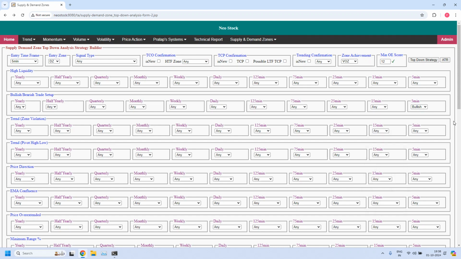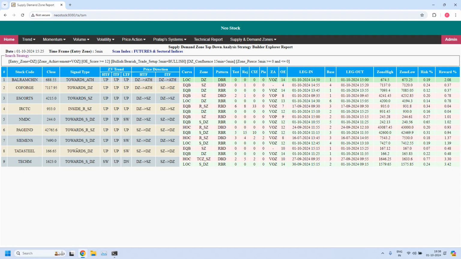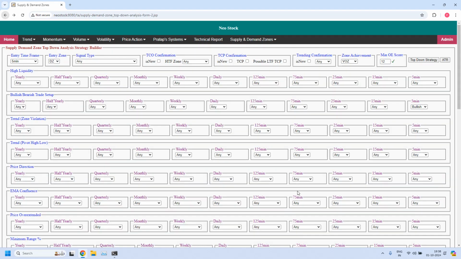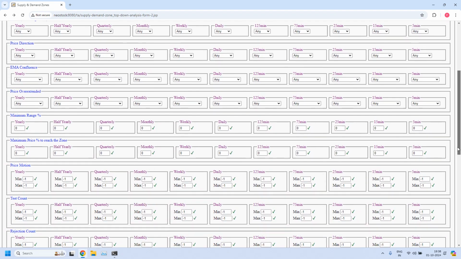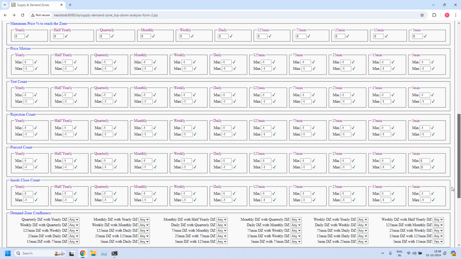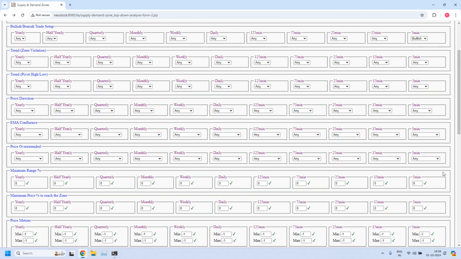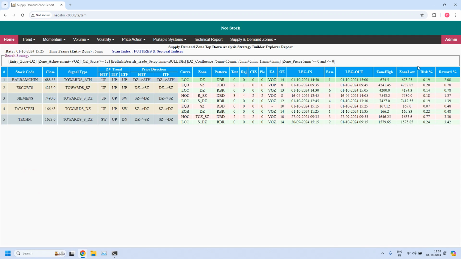Now let us look for LTF, ITF, HTF. Earlier how many we got? 9. Out of these 9, how many of the stocks are having an ITF and HTF confluence? Already we enabled the filter 5 minutes demand zone with 15 minutes. Next, 5 minutes demand zone with 75 minutes demand zone confluence I am enabling, and also 15 minutes demand zone with 75 minutes demand zone confluence, with all the 3 filters. Let's verify. 5 stocks are filtered.